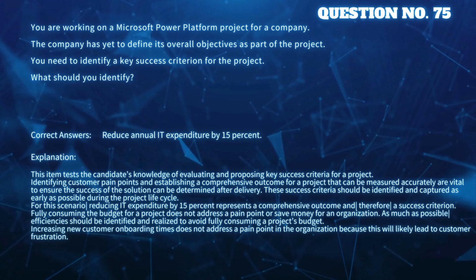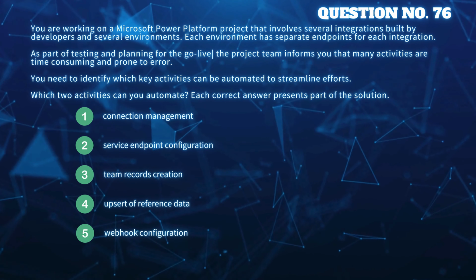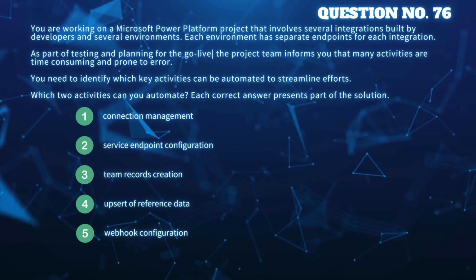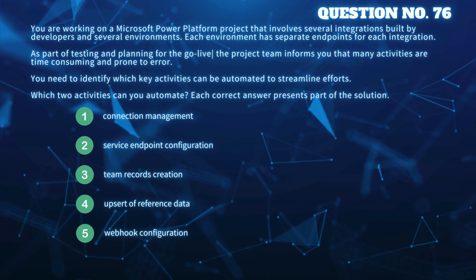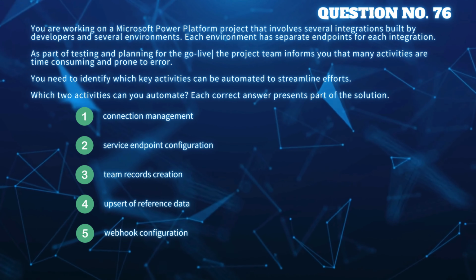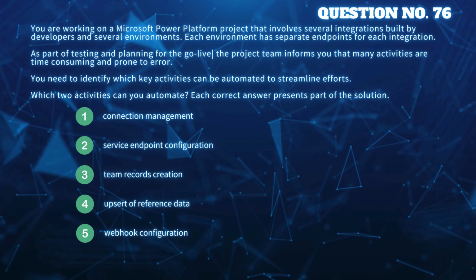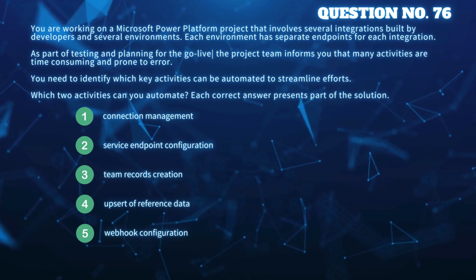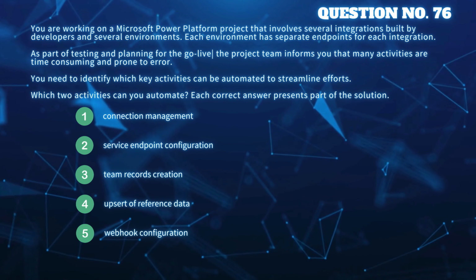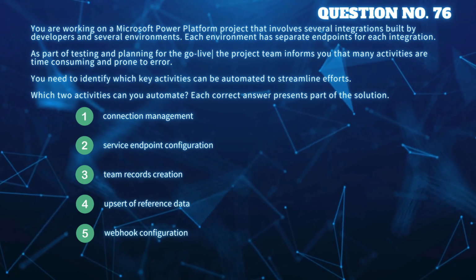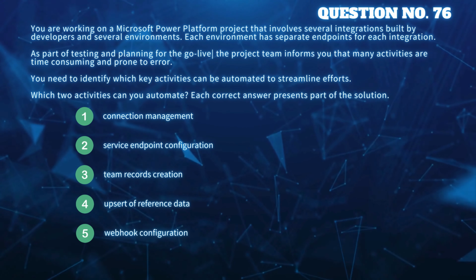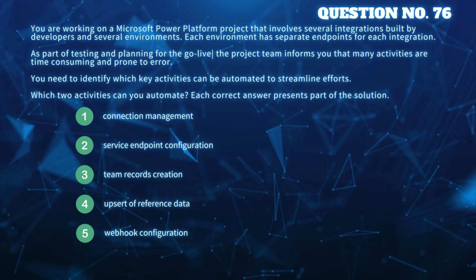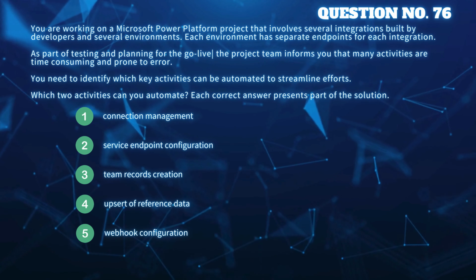You are working on a Microsoft Power Platform project that involves several integrations built by developers and several environments. Each environment has separate endpoints for each integration. As part of testing and planning for the go-live, the project team informs you that many activities are time-consuming and prone to error. You need to identify which key activities can be automated to streamline efforts. Which two activities can you automate? Each correct answer presents part of the solution. Option 1, connection management. Option 2, service endpoint configuration.